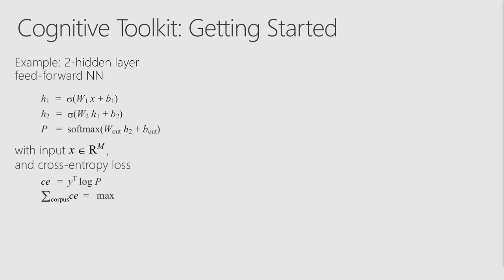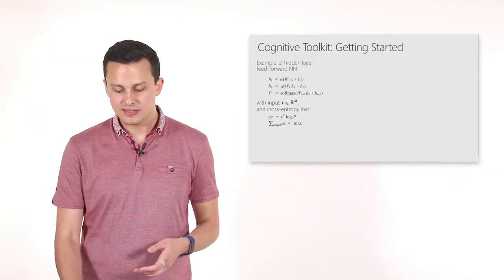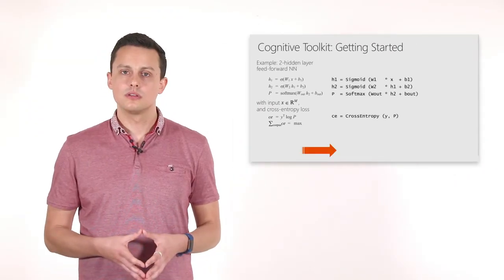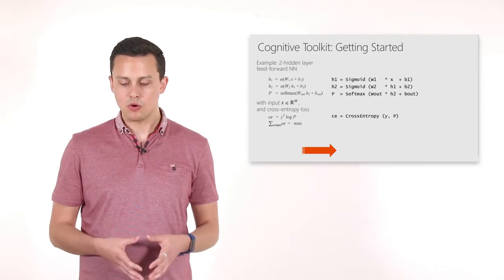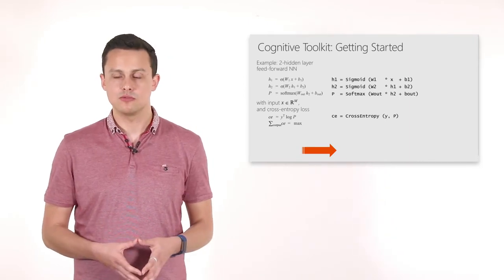One of the really nice things about the Cognitive Toolkit is that it's focused on a declarative programming model. So translating from the mathematical representation of the model to code is actually relatively straightforward. In this case, we have a mathematical representation of a two-layer hidden network. We see the weights, we see the biases, we see the loss function. Translating this into Cognitive Toolkit is relatively straightforward. We can declare our model in a very similar way to the mathematical representation.